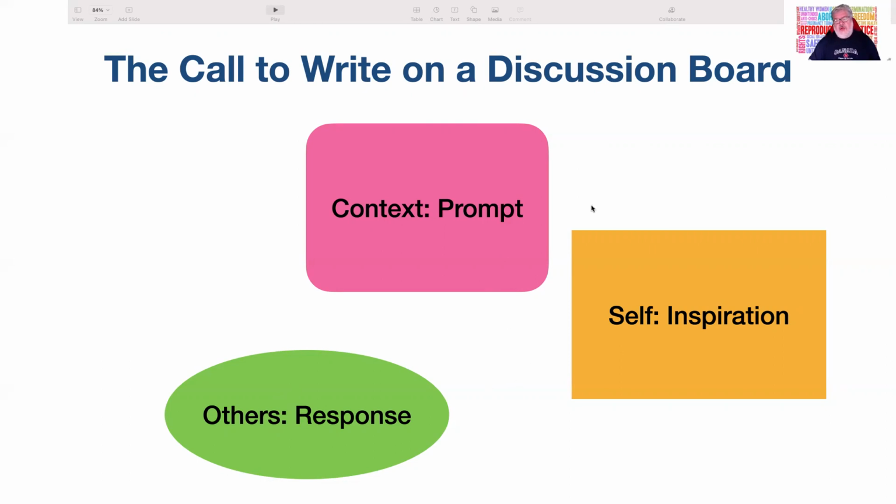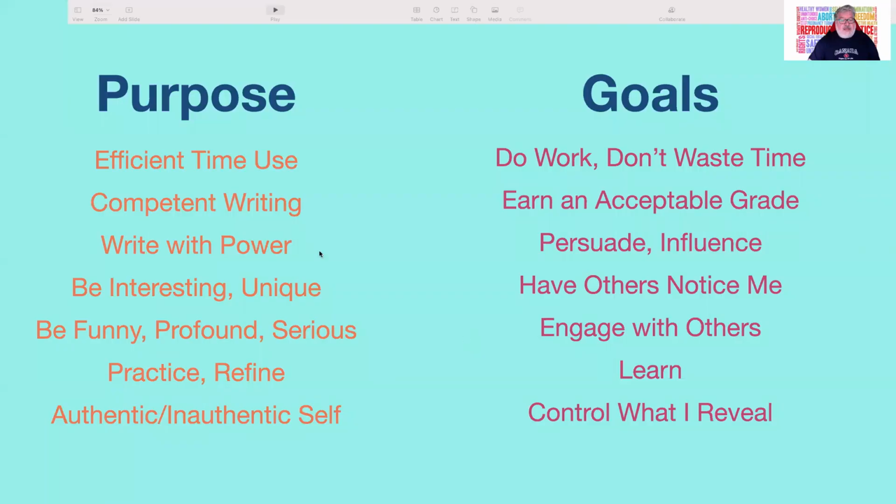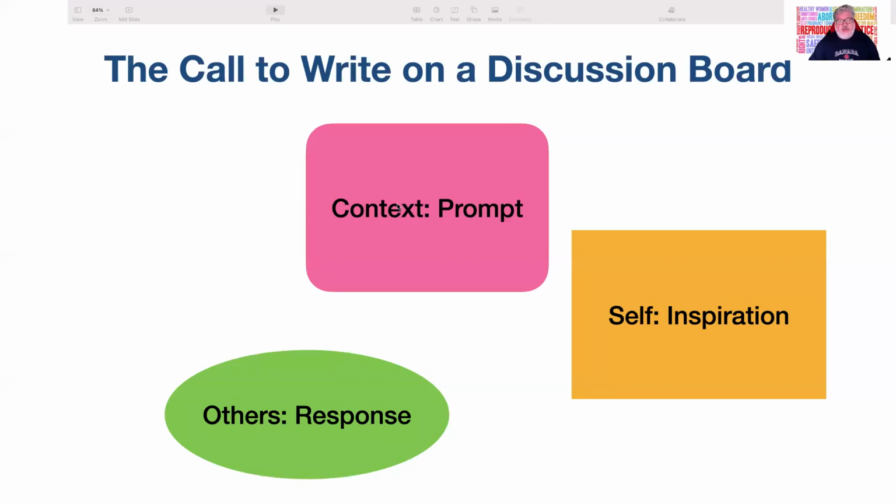So you know that there's somebody in the class, and you really want to grab that person's attention. Often it's the teacher, but maybe there's somebody in the class that's kind of cute, and you want their attention. Or maybe there's somebody in the class that you just can't stand, and you want their attention. There's also the context, of course. You've got to meet the demands of the writing prompt for the discussion board, and then there's yourself, how you make this a meaningful task for yourself.